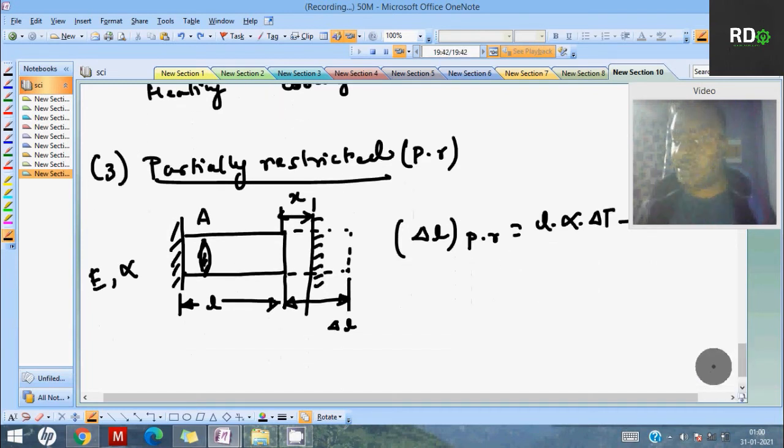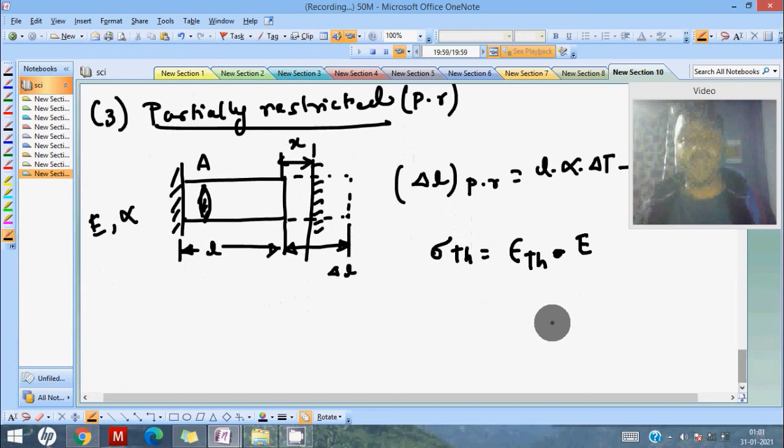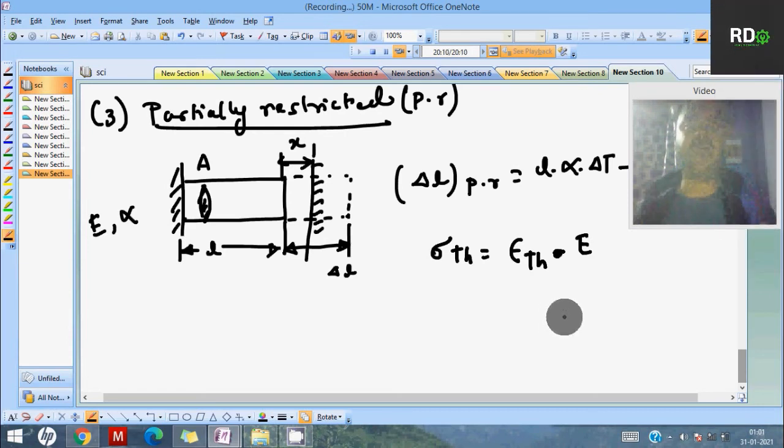What will happen in that case? So if you try to find out sigma TH, that is thermal stress, it will be equal to epsilon TH into E, your Young's modulus, right? So what will happen, since you have allowed expansion of X, not total delta L, there will be slight, it's actually a mixed case of free expansion and also completely restricted. So since it's not completely restricted and since it is not completely freely expanded, in between you have to think like that.